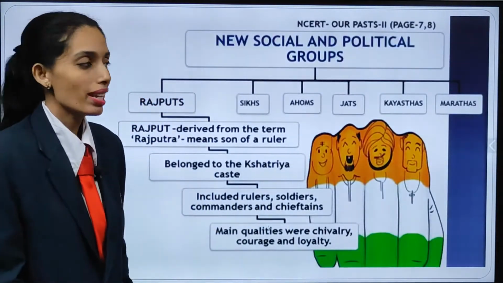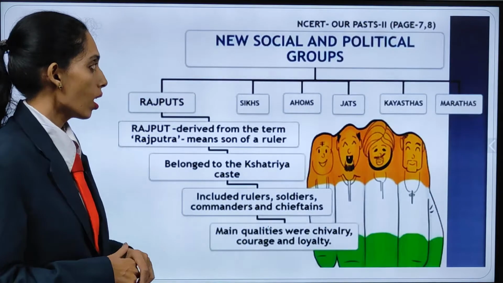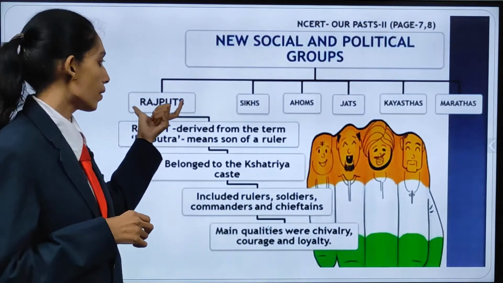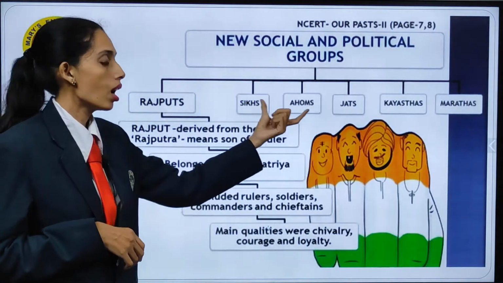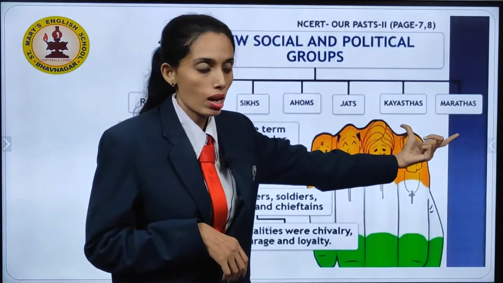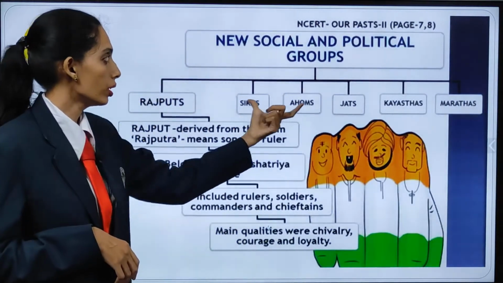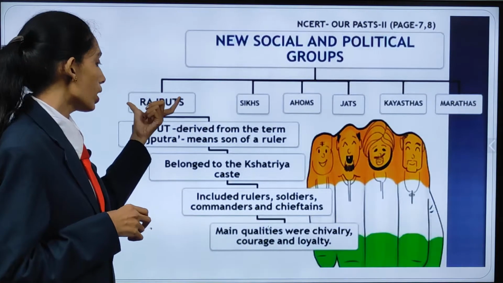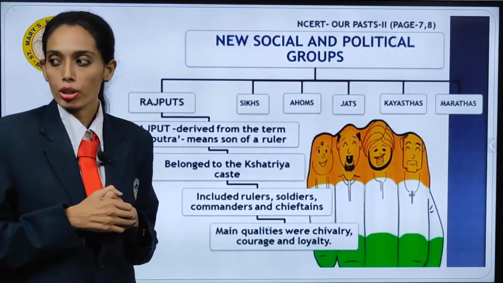Now, new social and political groups. How many social and political groups were there? They were Rajputs, Sikhs, Ahoms, Jats, Kayasthas, Marathas. These are the different social groups which were there in India. We are going to talk here about Rajputs.